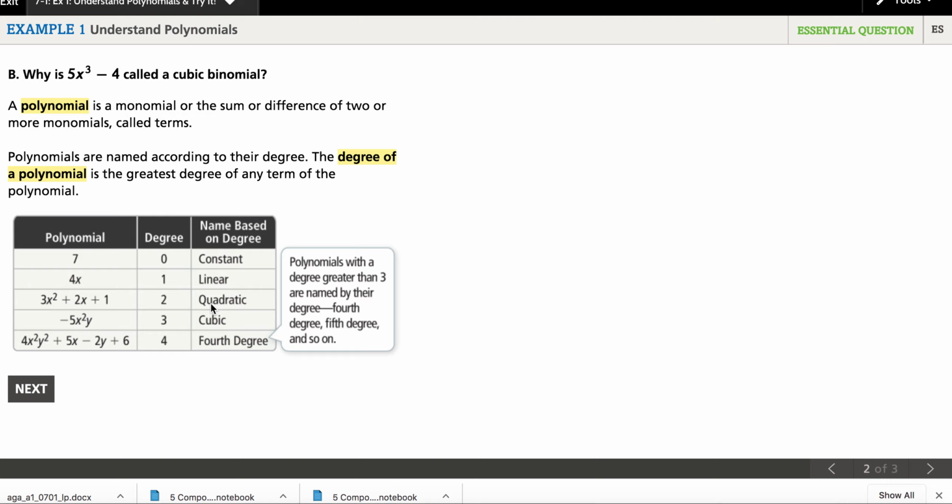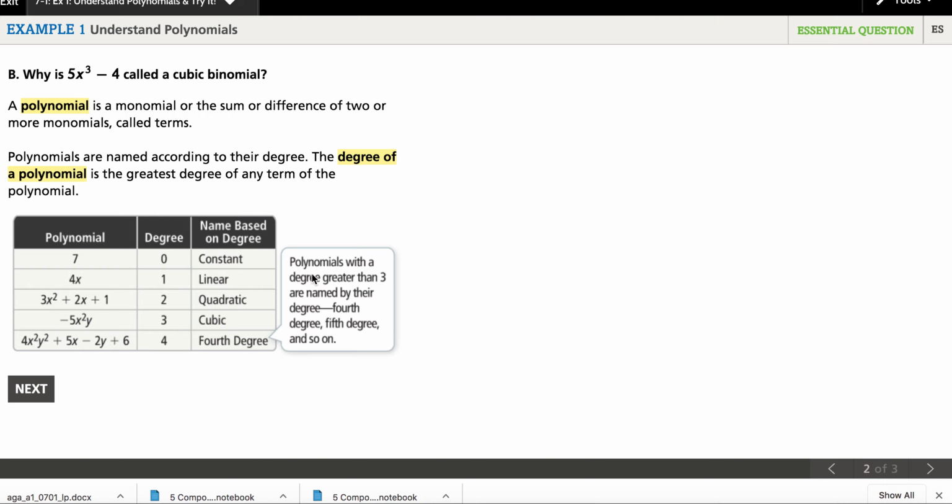So pay attention to all these definitions, all these terms. Negative 5x squared y has degree 3, it is the third power, and is cubic. As you see here, 2 and 1, 2 plus 1 is going to make 3. The next one, 4x squared y squared plus 5x minus 2y plus 6. This is to the fourth degree because we have x and y to the second degree. So 2 plus 2 is 4, fourth degree.